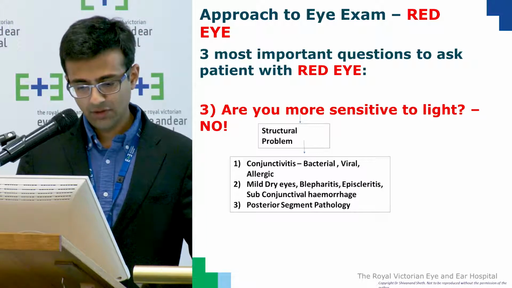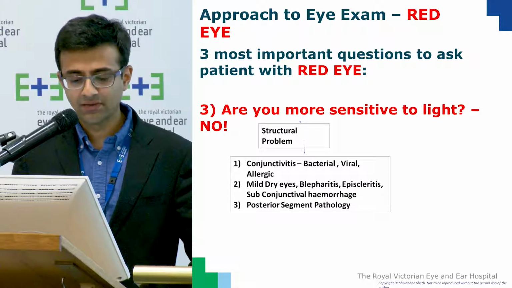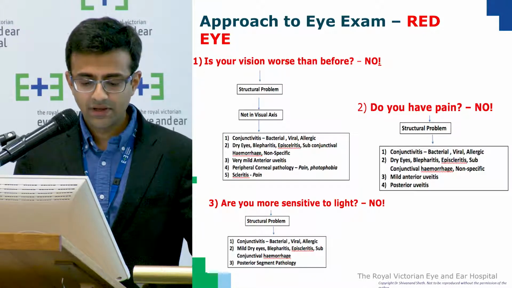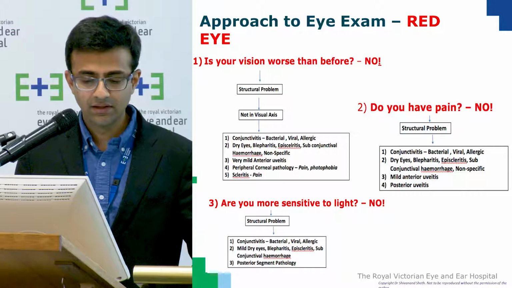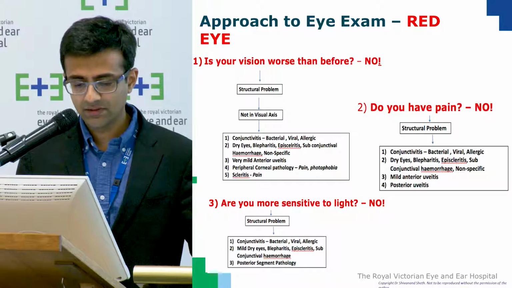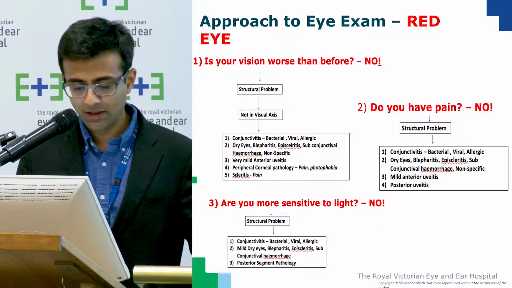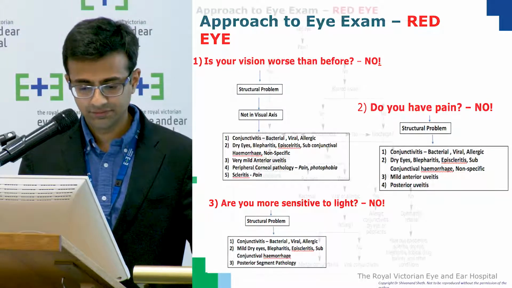Okay, so I've put, are you more sensitive to the light? And he says no. So once again, we come to the same three things: conjunctivitis, dry eye, and blepharitis, and I've just summarized that. As GPs, you will probably be seeing or wanting to treat patients who don't have a visual problem, don't have pain, and are not sensitive to light. If you look at the top causes in all of those categories, it's conjunctivitis, dry eye, blepharitis, episcleritis, and subconjunctival hemorrhage, which are non-specific. Those are the top causes that you don't have to worry about, and they probably need not be referred to an eye doctor instantly.